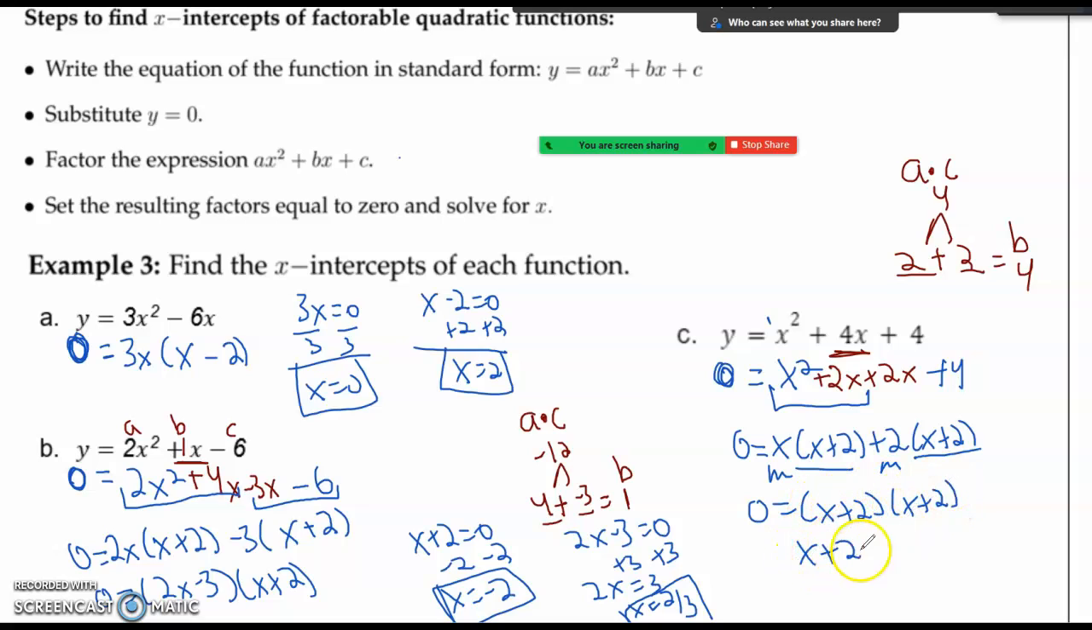These are the same terms, so I need to set 1 equal to 0. But when x equals negative 2, that would be my x-intercept.